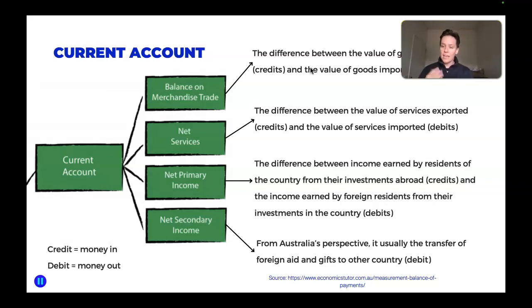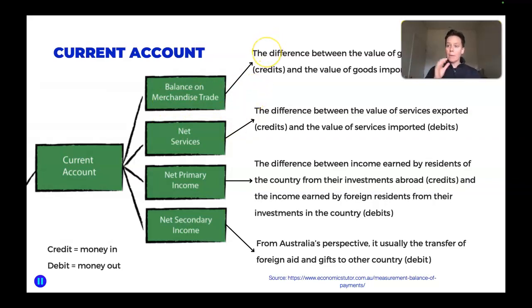The flip side of that thinking is, if we're dealing with imports, that means that we are sending the money overseas, which means the money is leaving our shores, and that is a debit. So all imports are denoted as debits. I'm going to start to use the terminology export credit, import debit. And in respect to the balance of merchandise trade, we're simply talking about the difference between export credits and import debits in respect to goods.